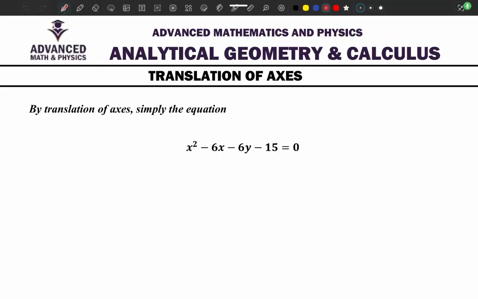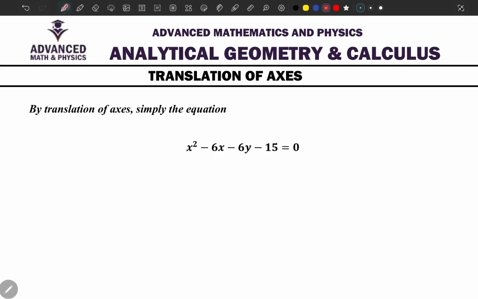In this video, we are going to look at translation of axes under analytical geometry and calculus. The question says, by translation of axes, simplify the equation x squared minus 6x minus 6y minus 15. What you have to do is check which power is having the square. If both are having the square, let's say x and y, you complete the square for both. But because x is the only one having a square, we are only going to complete the square for x.